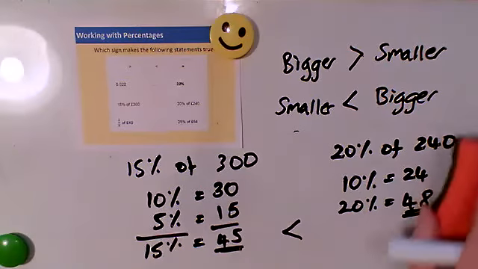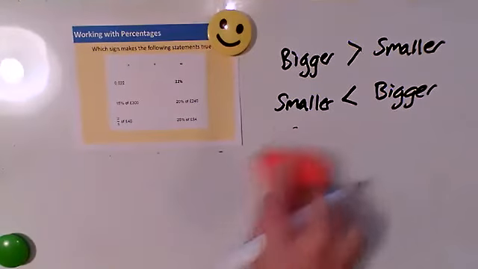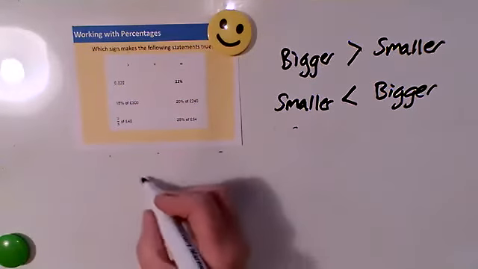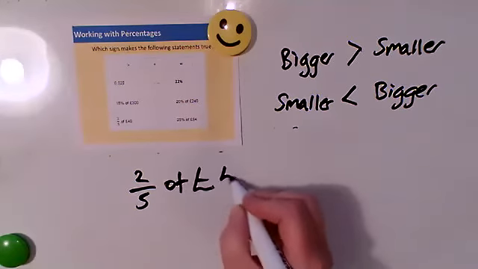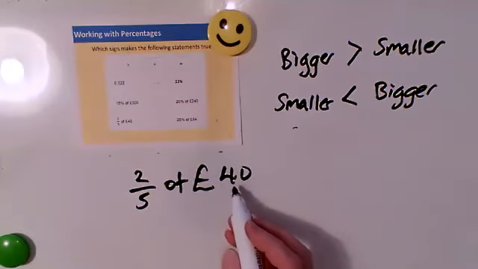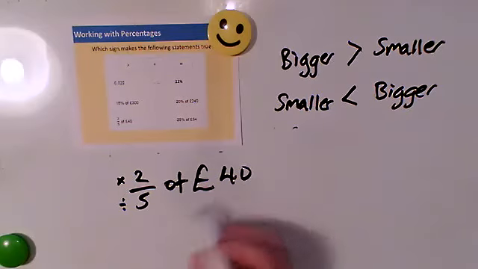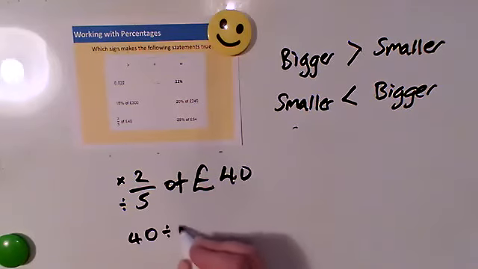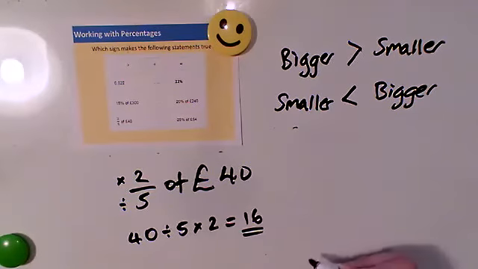The last question, testing whether I can find a fraction of an amount as well as a percentage of an amount. So how do I find 2/5 of £40? Okay, so what I would normally do, I would divide by the denominator, because that would find me 1/5, and then I'd multiply by the numerator. So 40 divided by 5, which is 8, times by 2 gives me 16.